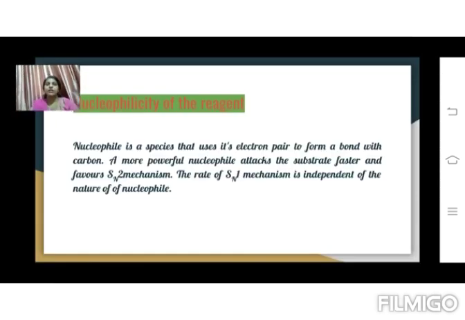Second factor, that is the nucleophilicity of the reagent. What is a nucleophile? A nucleophile is a species that uses its electron pair to form a bond with the carbon. Now, what is its role? A more powerful nucleophile attacks the substrate faster and it favors SN2 mechanism. Whereas the rate of SN1 mechanism is independent of the nature of nucleophile. So powerful nucleophile is required for SN2 mechanism. SN1 mechanism is independent of the nature of nucleophile.